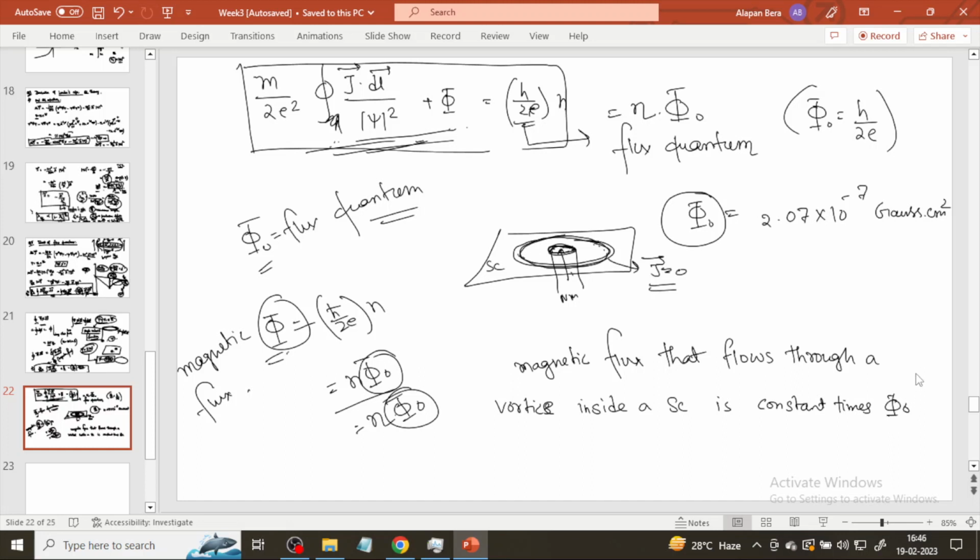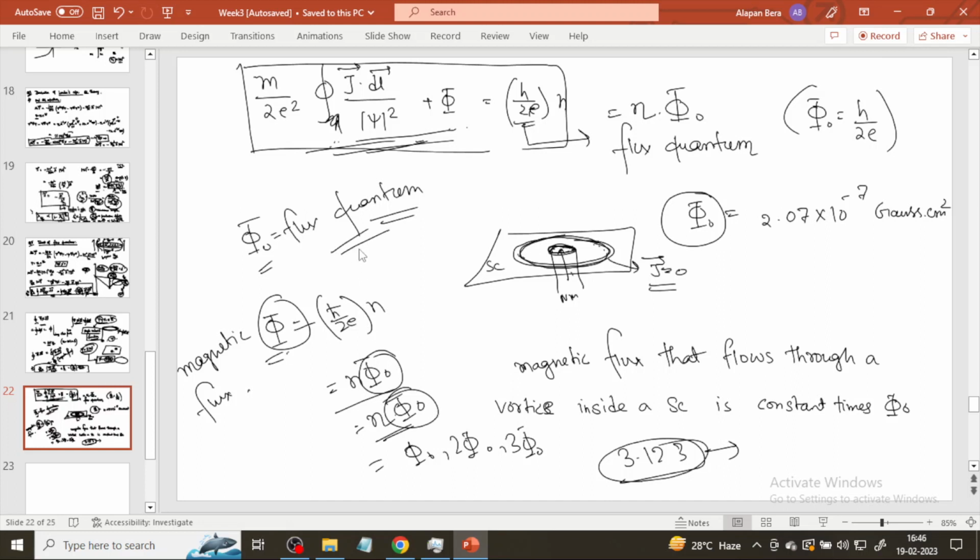So we can see that the magnetic flux that can flow through a vortice is not continuous anymore. You cannot pass an arbitrary amount of flux through these vortices inside a superconductor. So now the flux that can pass through these vortices is basically quantized. They can be either phi naught or 2 phi naught or 3 phi naught. They cannot be like 3.2 phi naught. So they are not continuous, they are now quantized. Okay? So that is why this phi naught is called the flux quantum.